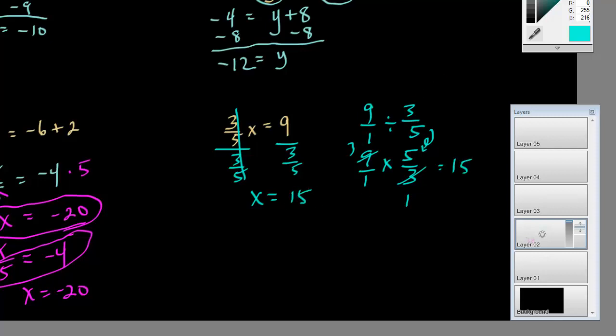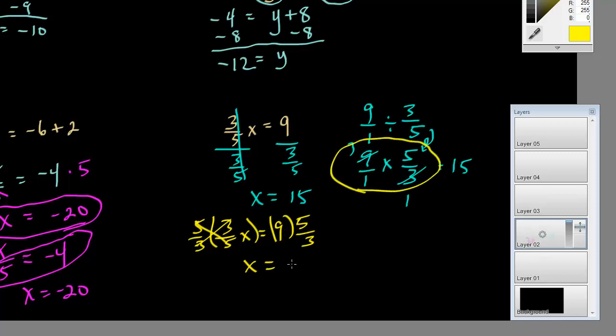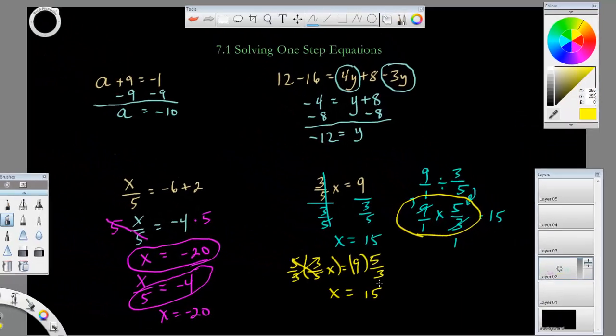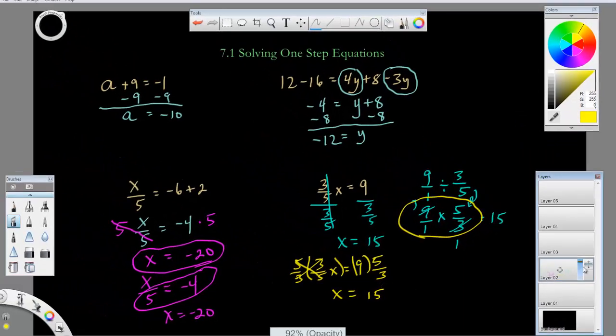Okay, now I will go ahead and show you the alternative way to do this. 3/5 x equals 9. Multiply both sides by the reciprocal is another way to do this. That would cancel that whole thing, leaving me x equals 9 times 3/5. Well, that's right there. So that would equal 15. So no matter which way you do it, you get the same answer.